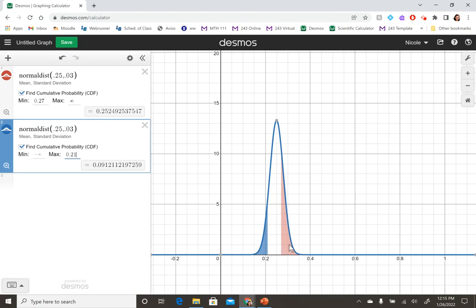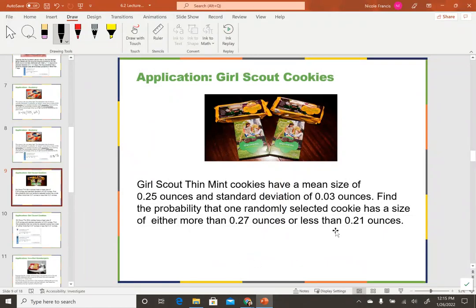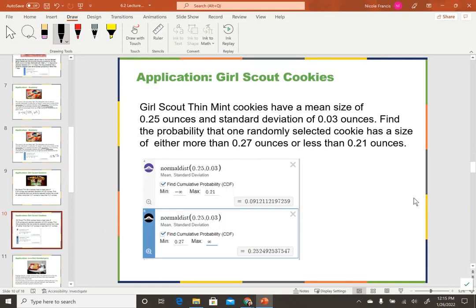All right, so the red represents the probability that the cookie is bigger than 0.27 ounces, and the blue represents the probability that the cookie is less than 0.21. Together, those are mutually exclusive events. So together, the probability will be the sum of those two guys. So if we add them together, which I will do with my calculator right here.